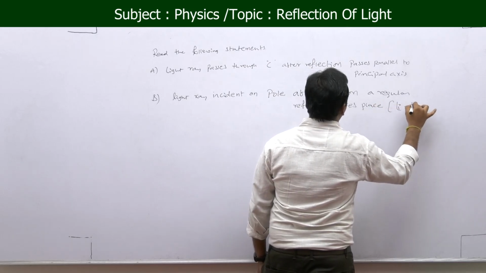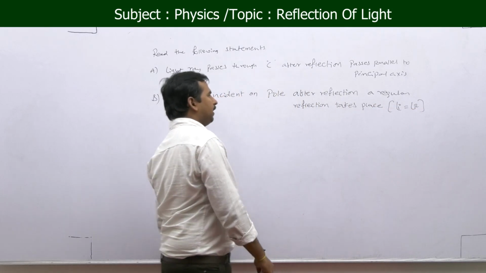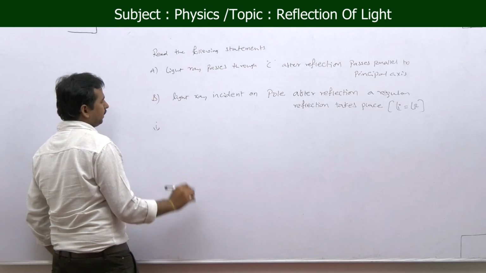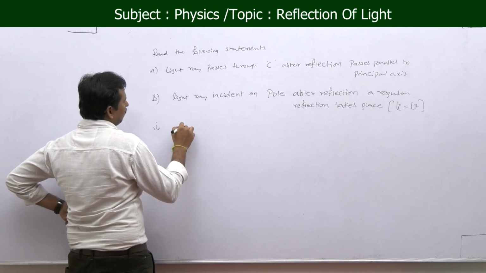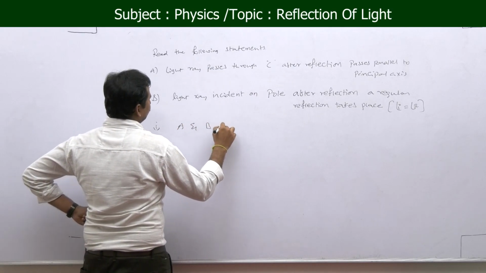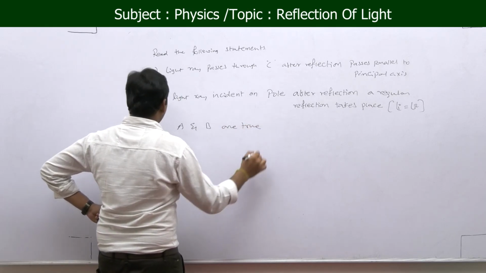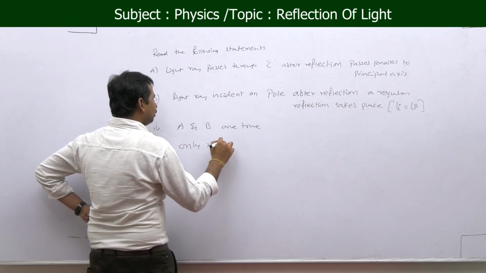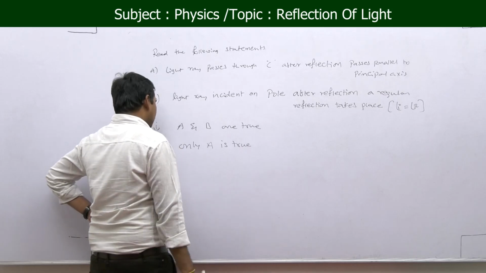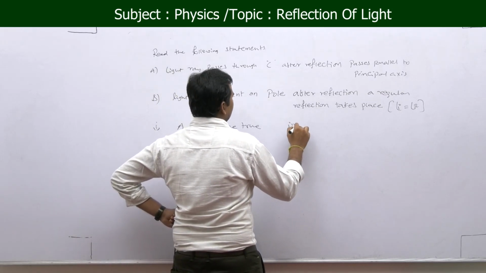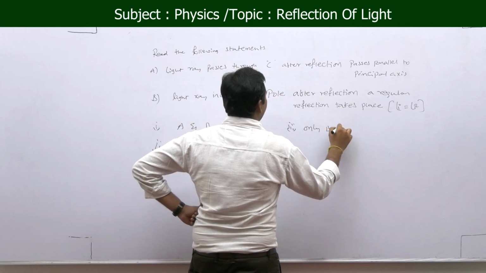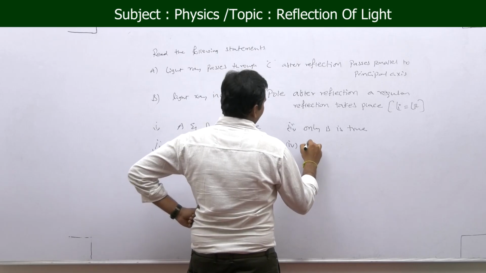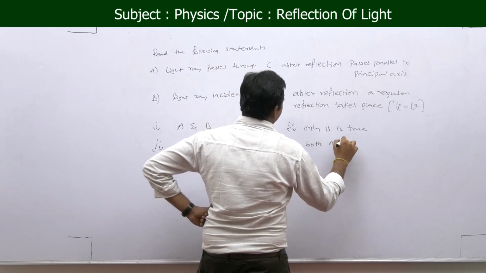Means angle of incidence is equal to angle of reflection. Of the given two statements, the given options are like this. First option, A and B both are true. Second option, only A is true. Third option, only B is true. And fourth one, both A and B are wrong, means false.